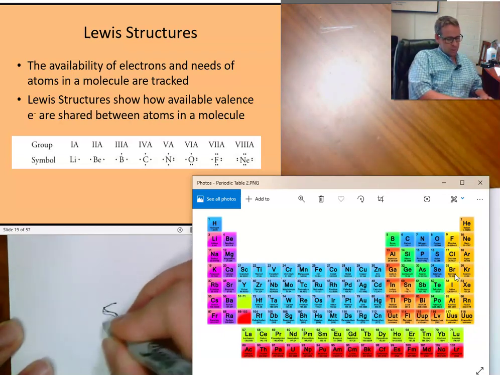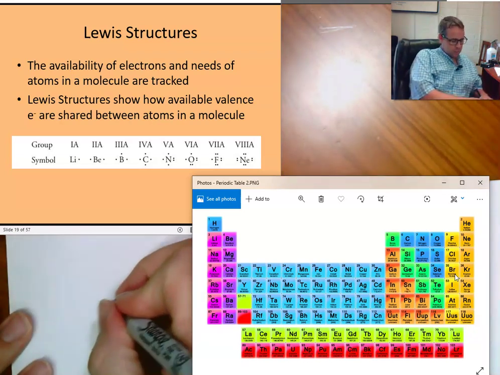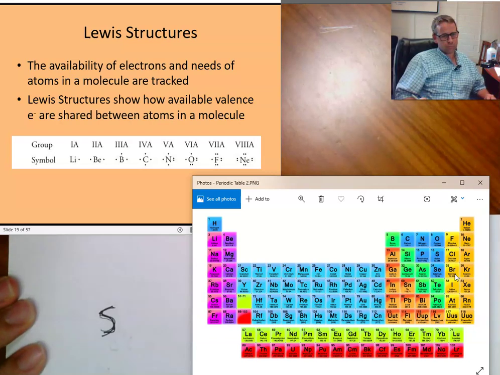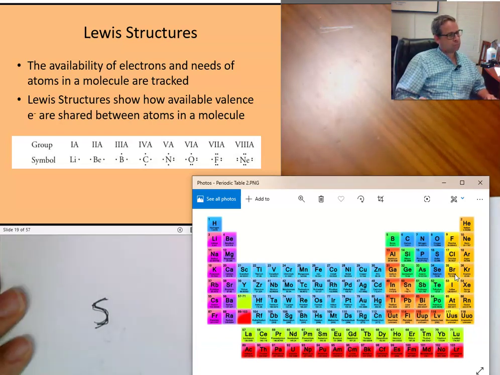So when you write the number of valence electrons for something, sulfur, for example, how many valence electrons does sulfur have? Six. 6, that's right. It doesn't mean it only has 6 electrons. It has 6 valence electrons, a total of 16 electrons, still based on the atomic number.